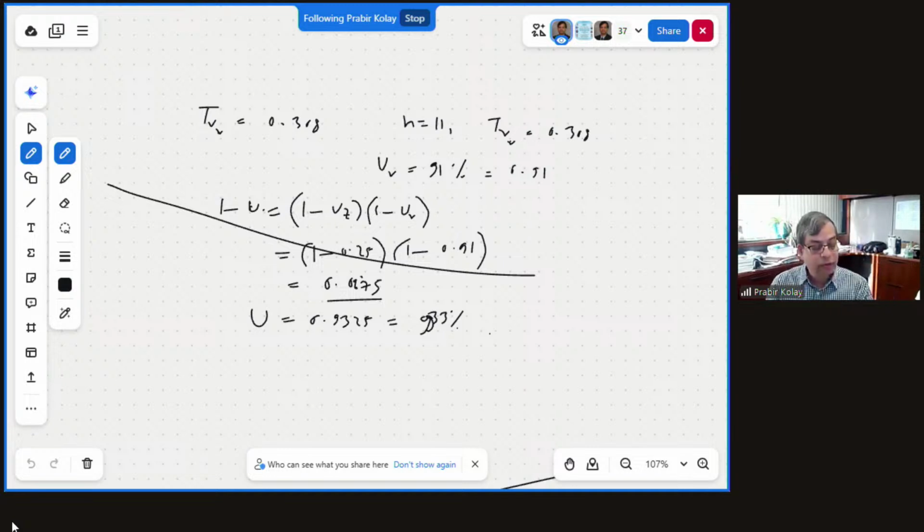Okay. So when the radial permeability is twice the horizontal permeability, the degree of consolidation increased again to 93%.